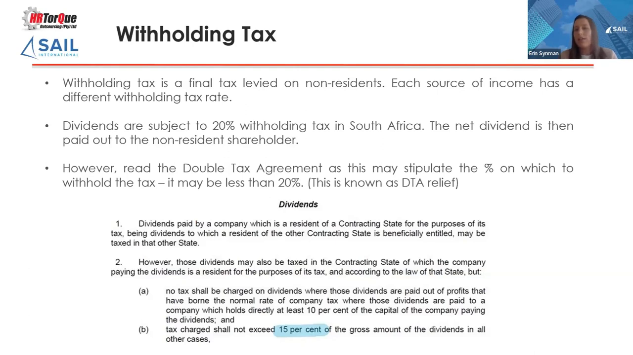Dividends in South Africa are subject to a 20% withholding tax rate. The net dividend is then paid out to that non-resident shareholder. Now, if you are in this scenario, if you are an Australian tax resident, you are able to look at the Double Taxation Agreement and see what it stipulates from a withholding tax perspective. Like I said here, South Africa has a 20% withholding tax rate on dividends.